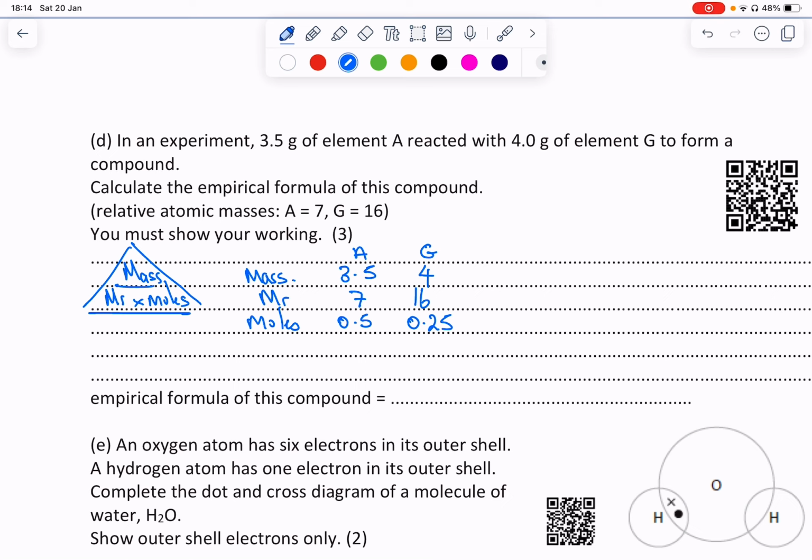Okay, the next step, divide by the smallest number. Of these two numbers we've got, this is the smallest, so I'm going to divide both by that. I'll write that down so you can see what I'm doing. So 0.5 divided by 0.25, and that's going to be 2. And then 0.25 divided by 0.25 is going to be 1. So this means my empirical formula is going to be A2G1. Let's just write the answer down so we complete the question. A2 and then G, I don't need to put the 1 in.